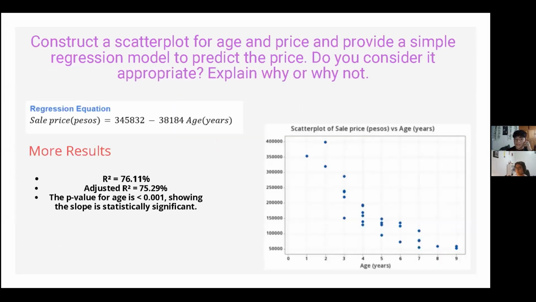Here we have the scatter plot showing the sale price versus age of the cars. You can clearly see a downtrend. The older the cars, the less they tend to sell for.